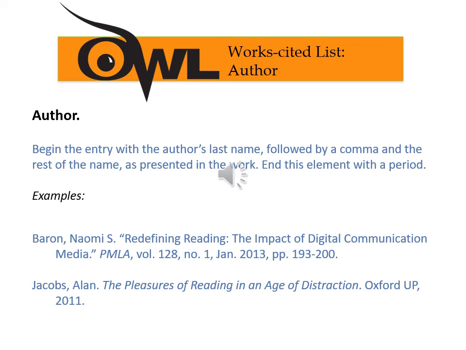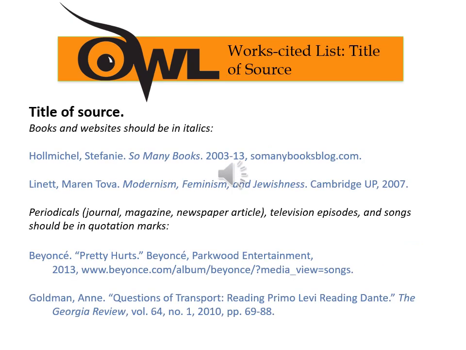Let's look at an example. Okay, so the first 2 entries on here are books, with Holmichael and Lynette. It's hard to see, but the book title, So Many Books, is italicized. That's how I know it's a book. And then in the example for Lynette, this is what it'll look like on your works cited, right? Modernism, Feminism, and Jewishness is italicized. It's hard to see, but it is. That's what it would look like on your works cited page.